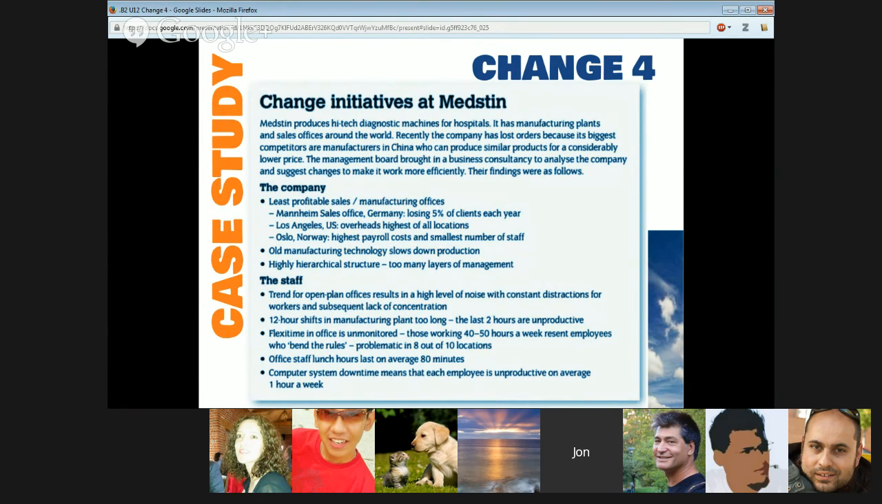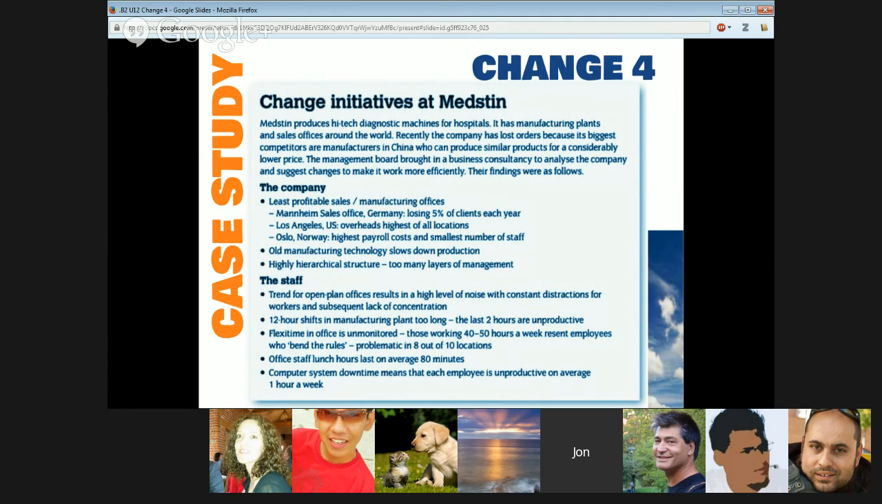Rebecca, you were going to do staff for us, so let's find out the problems with the staff according to the consultants. Shall I read? Please do. The staff trend for open plan offices results in a high level of noise with constant distractions for workers and subsequent lack of concentration. Open plan means?